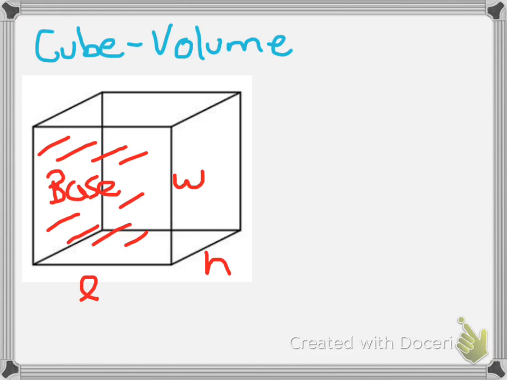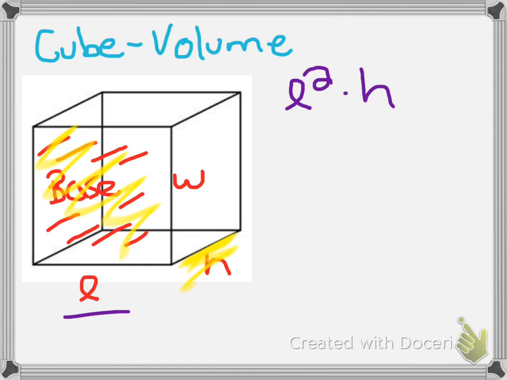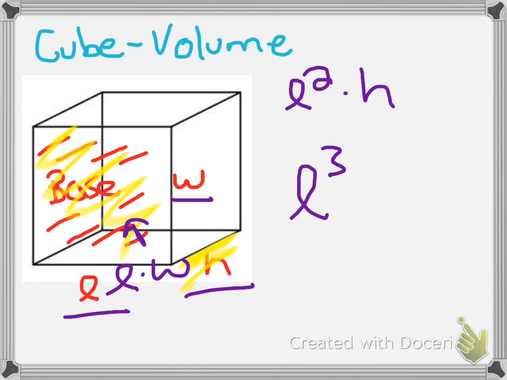Now, the formula for volume is always the area of the base times the height. We know the area of a square, which is the base of a cube, right here, is always length squared. Now, we must multiply this by the height, which is this right here. However, in a cube, we know that the length, width, and height are always the same. Since the area of the base is length times width, we know that the overall volume of a cube will be one side length cubed, because length, width, and height are all the same for a cube.